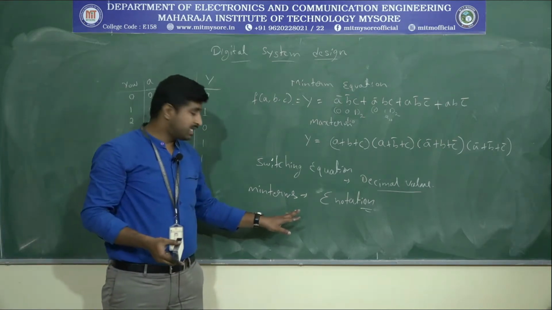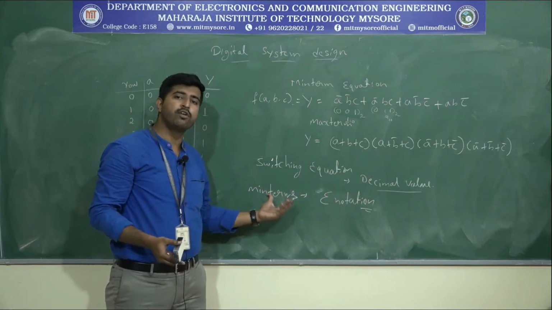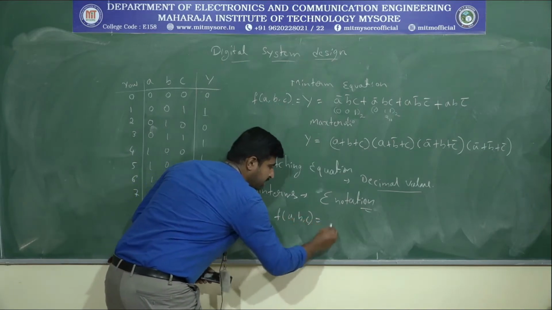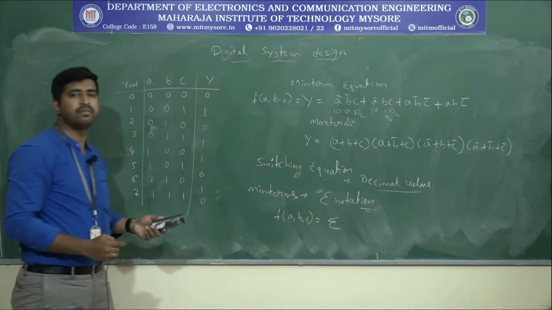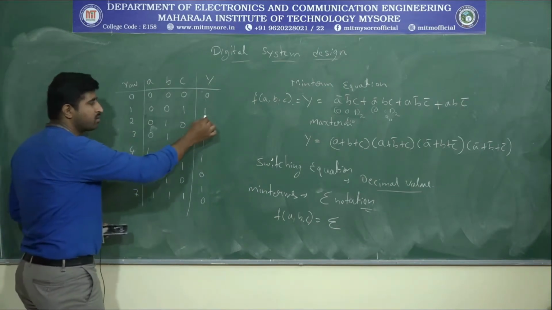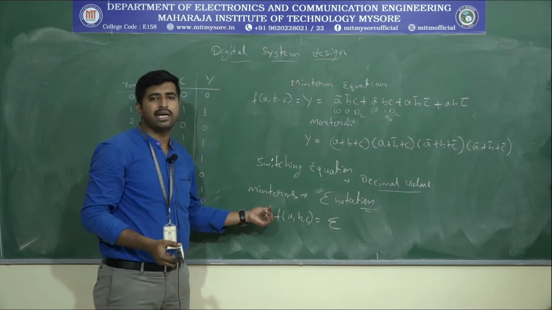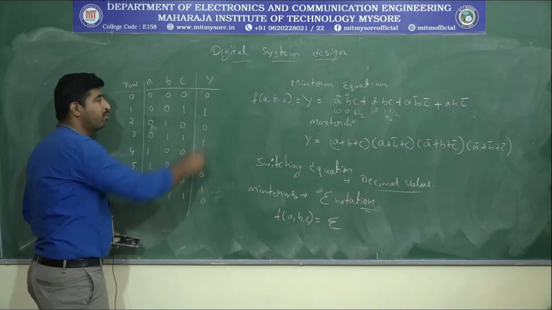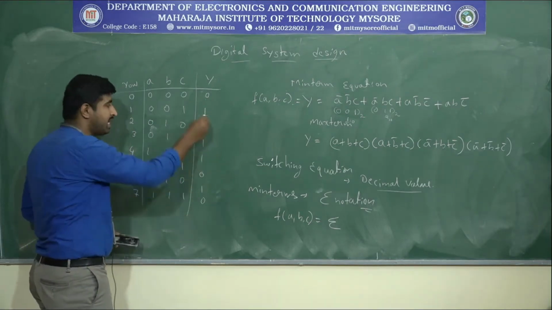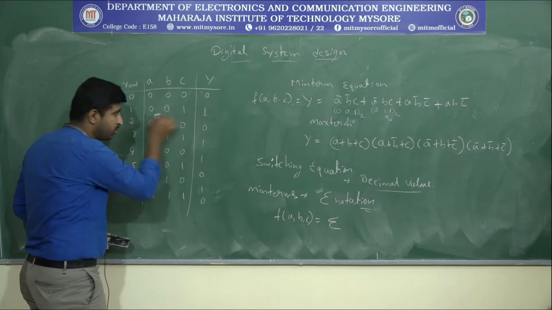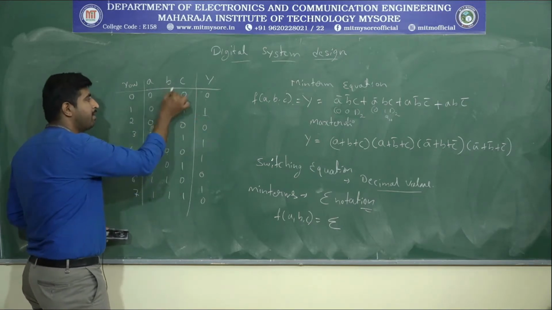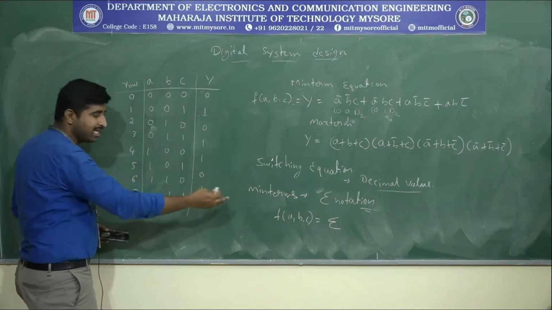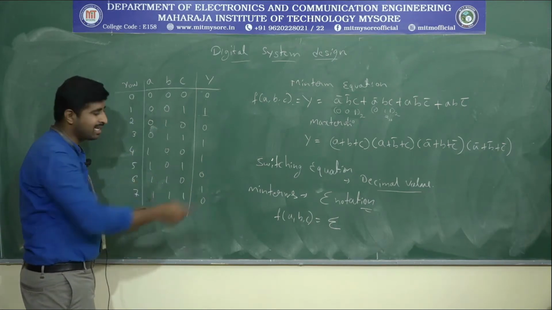Now, in the same sigma notation form for a min term equation, how will you write it? Let's consider the same equation. F of a, b, c is equal to the summation of the values where the corresponding min term generates the output 1. So we need to write the corresponding input combinations where the output is logical 1. Same thing, but instead of writing a bar b bar c, here we write the corresponding decimal values within the brackets of the summation notation.